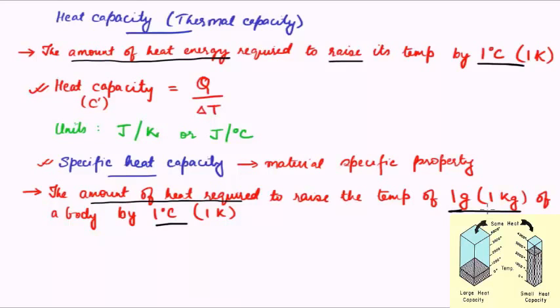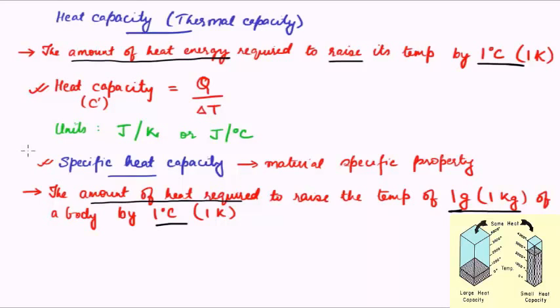So specific heat capacity specifically focuses on the unit mass of a body. It is the amount of heat required to raise temperature by 1 degree Celsius for a unit mass of the body. Heat capacity did not have anything to do with mass. It was just the amount of heat required to raise the temperature of any body by 1 degree Celsius. Specific heat capacity, on the other hand, is the amount of heat required to raise the temperature by 1 degree Celsius for a unit mass, 1 gram or 1 kilogram, of a body.